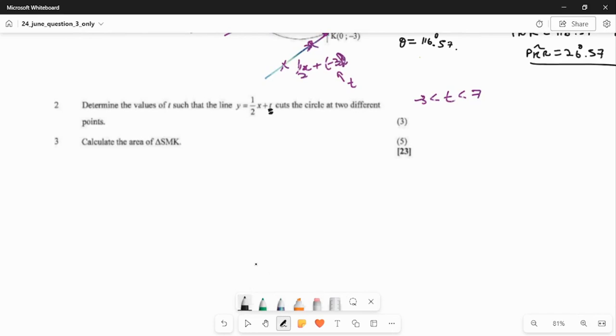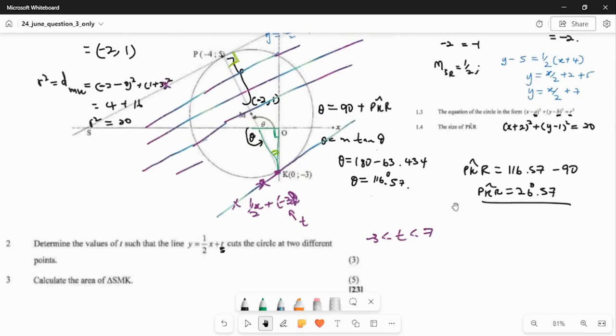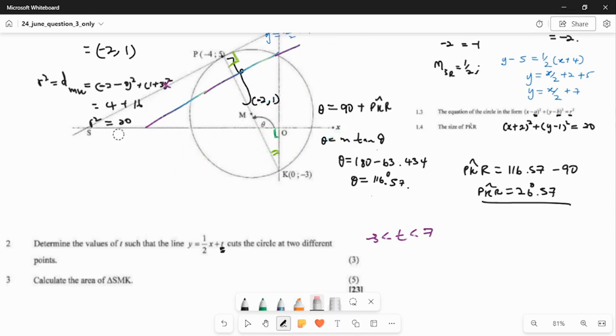Now question number 3. Calculate the area of triangle SMK. Do we have SMK here? The area of SMK. Okay, let me erase these things. SMK. Now let's construct a triangle that is called SMK.